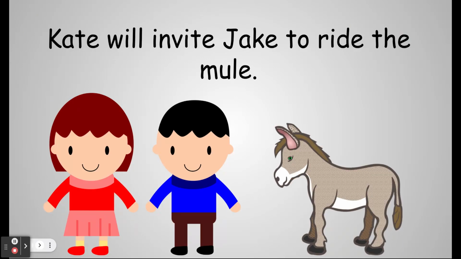Okay, my friends, I'm going to read this sentence and I want us to listen very, very closely. I want you to tell me how many vowel, consonant, silent E words we have in this sentence. You ready? Let's go. Kate will invite Jake to ride the mule. Okay, I'm gonna read it again. Kate will invite Jake to ride the mule. Did you find Kate? Invite. Jake. Ride. Mule. Excellent. We found five vowel, consonant, silent E words. Kiss your brain.